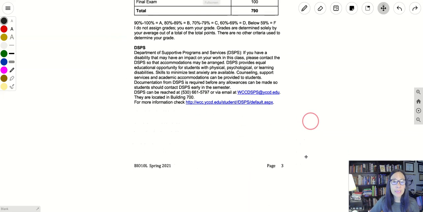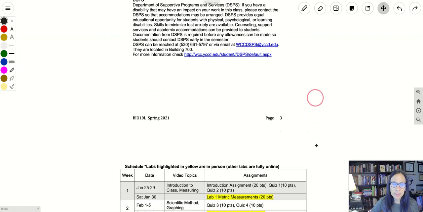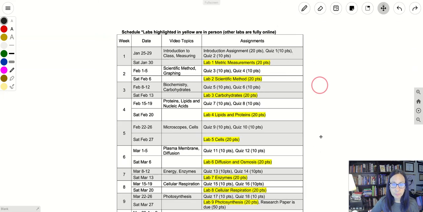If you have any sort of learning disability at all, and that includes even test anxiety or lab anxiety, our department, DSPS, provides extra supports. If you do contact DSPS, they will let me know that you need some additional supports, and I will give those to you, whether that be longer time on the test or a quiet place to take the test or anything like that. Whatever your needs are.